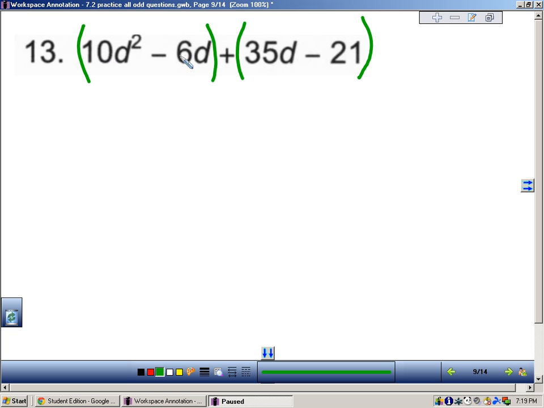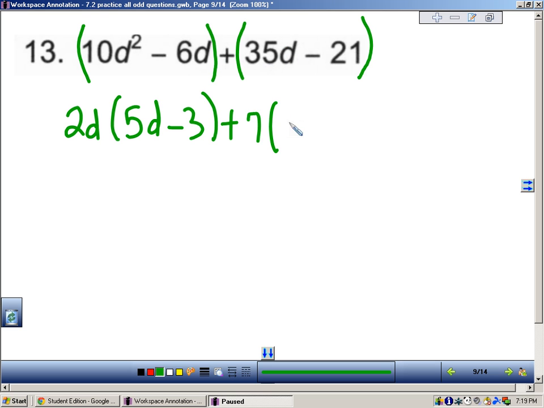So 6 and 10 have a common factor of 2. D squared and D have a common factor of D. Here this becomes 5D minus 3. Check it. 2D times 5D, 10D squared. 2D times negative 3, minus 6D. Plus, let's factor out a 7 here. 7 goes into 35 5 times, that's 5D. 7 goes into 21 3 times, so it's minus 3.